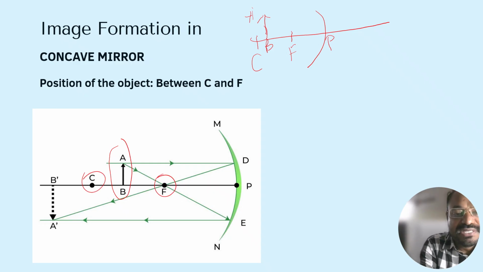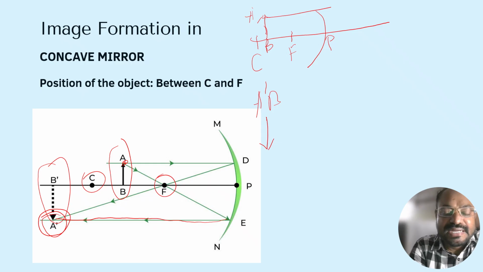Two rays will be emerging from this point. One ray reaches the mirror and passes through the principal focus F. Another ray passing through the principal focus will be parallel to the principal axis. At the intersection point, you will obtain the image A dash B dash. Here the image is in the downward direction. So what type of image will you get? You will get a real and inverted image.